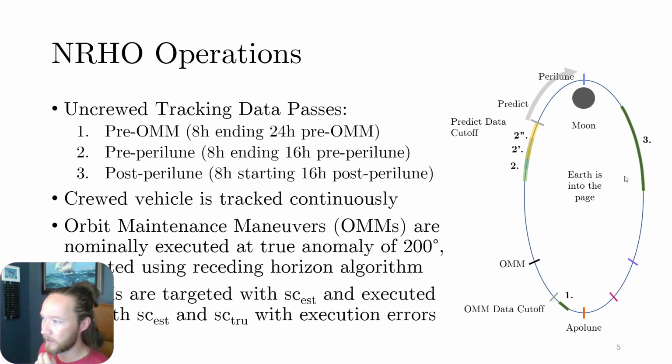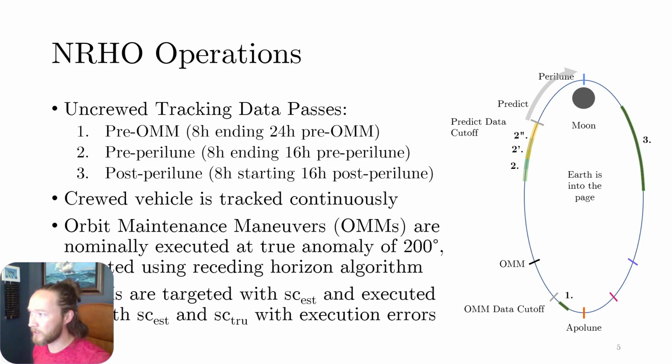The way it works in the NRHO when we're uncrewed is that we have three 8-hour DSN passes per rev, and we've labeled them here. Number 1 sets us up for an orbit maintenance maneuver at true anomaly 200. Then we have a pre-Perilune pass, and one of the analyses we look at is shifting the location of this pass specifically. Then, of course, we are looking at the prediction from that pass to Perilune. After Perilune, we have a DSN pass, which can help rectify any errors that we've picked up from this Perilune pass. Then the whole cycle repeats for every NRHO at about a 6.5-day period.